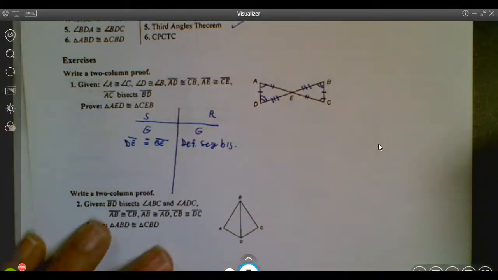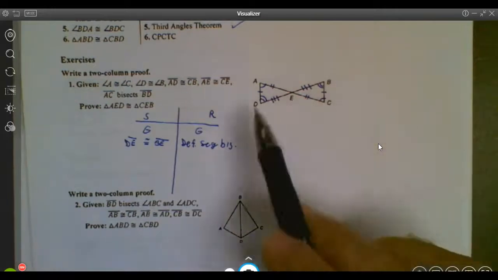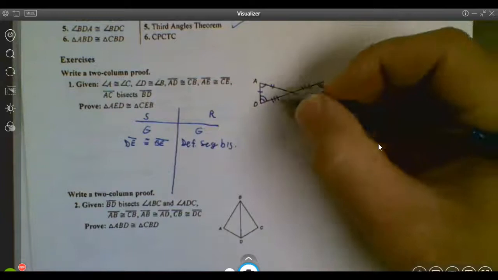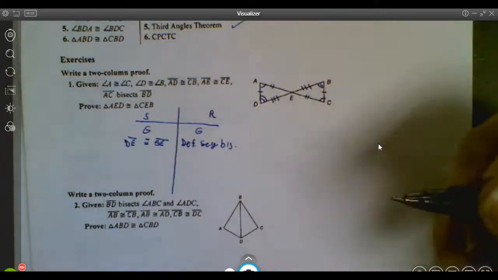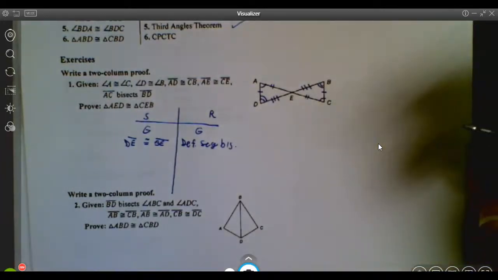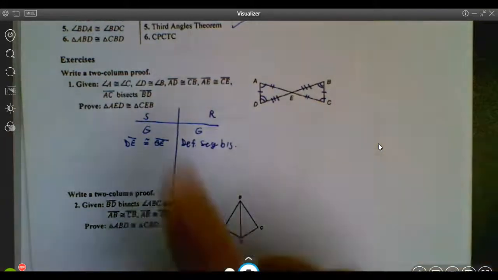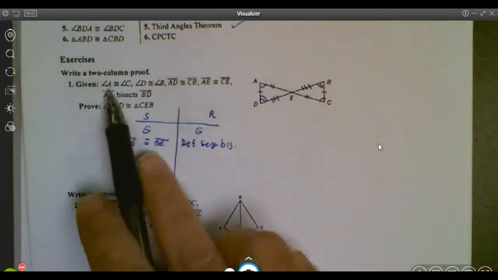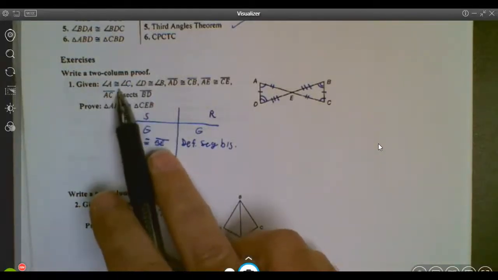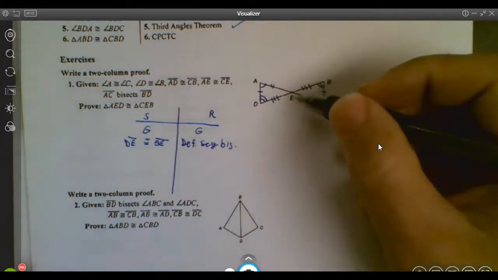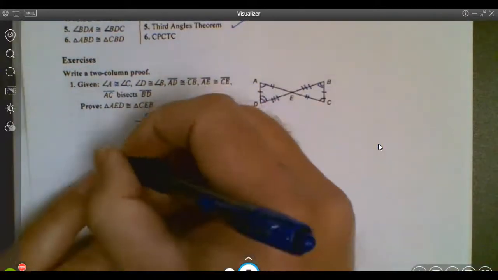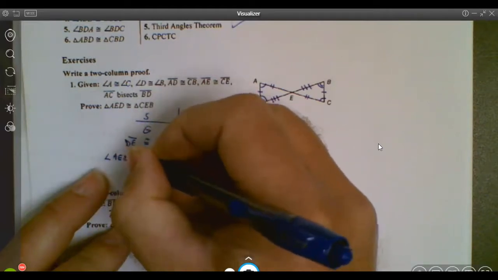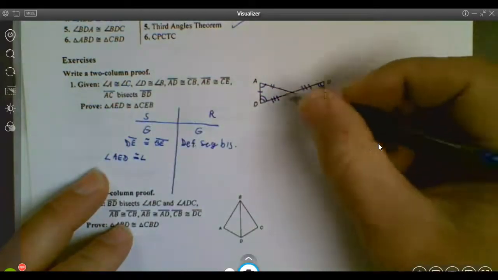All right, what else can we say? Well, there's only one more thing I need to know. This angle and this angle. So what would allow me to say that this angle is congruent to this one? Well, you actually have 2 different possible reasons right now. One would be what we just did up above, the third angles theorem. We're given 2 of the angles, here and here. So I could say that angle AED is congruent to angle CEB.